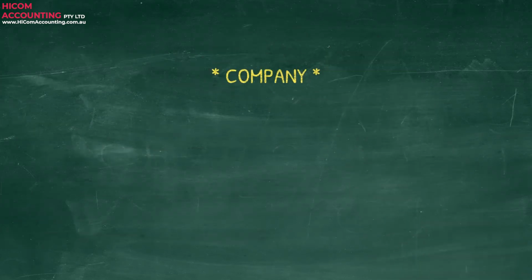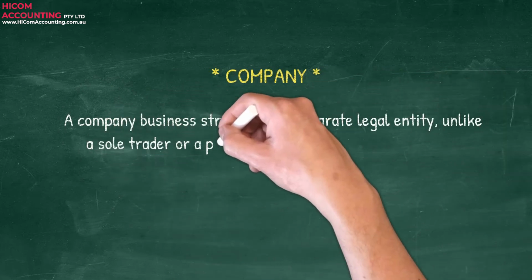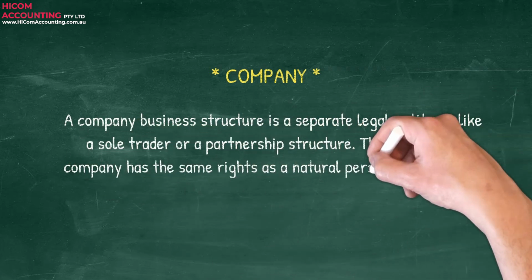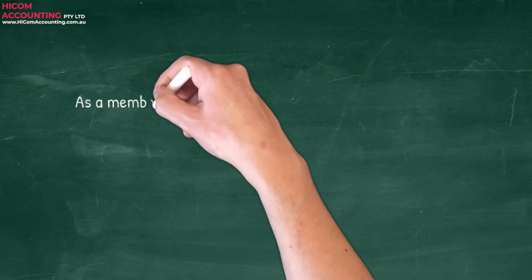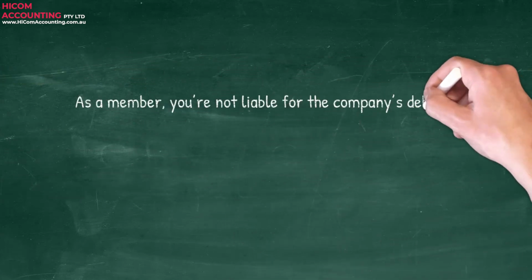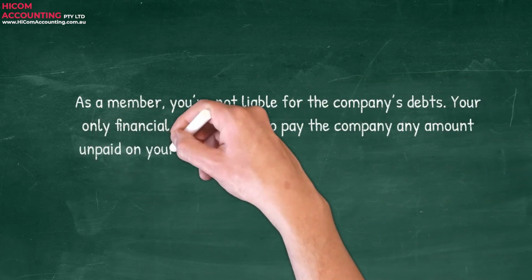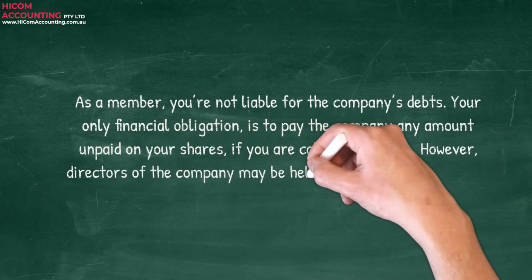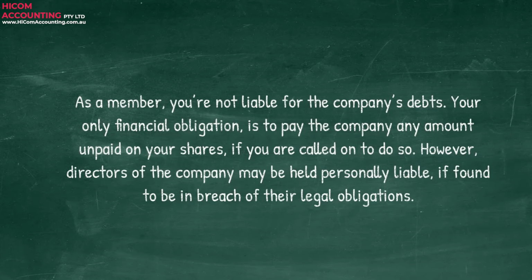Company. A company business structure is a separate legal entity, unlike a sole trader or a partnership structure. This means the company has the same rights as a natural person, and can incur debt, sue and be sued. As a member, you're not liable for the company's debts. Your only financial obligation is to pay the company any amount unpaid on your shares, if you are called on to do so. However, directors of the company may be held personally liable, if found to be in breach of their legal obligations.